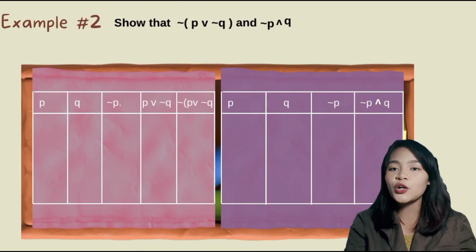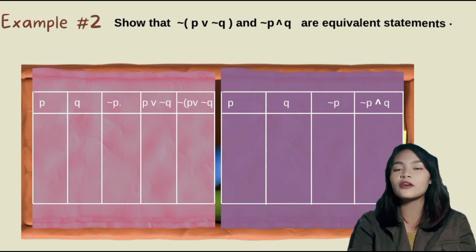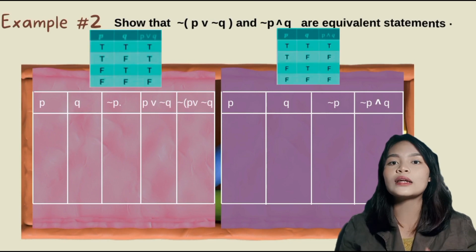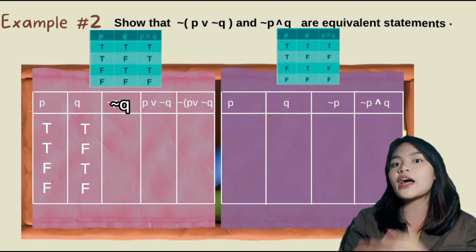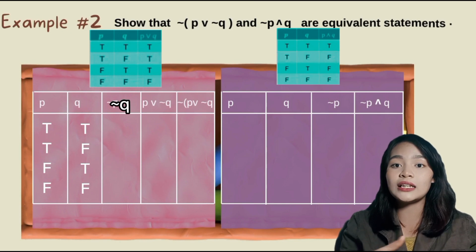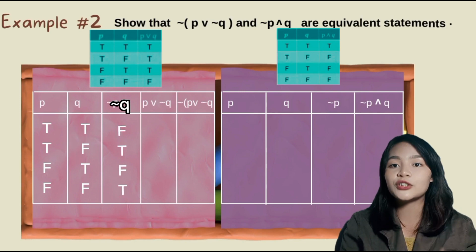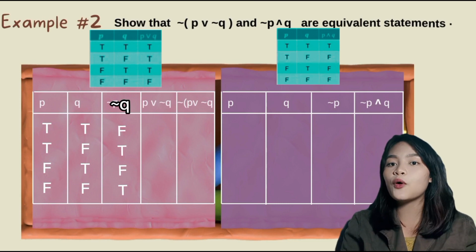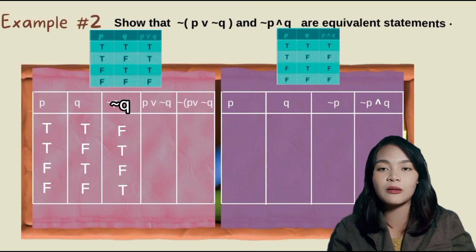Next example. Show that not the quantity of P or not Q and not P and Q are equivalent statements. So first, ang laging unang gagawin, gagawa tayo ng truth table. So dahil meron tayong ganito sa loob ng parentheses, unahin muna natin yung negation of Q. So the negation of Q is, babaliktad lang natin yung nasa column ng Q. Yes. So that is false, true, false, at true. Next naman, itong buo na nasa loob ng parenthesis, that is P or not Q. Ganon siya babasahin. Alam naman natin yun.